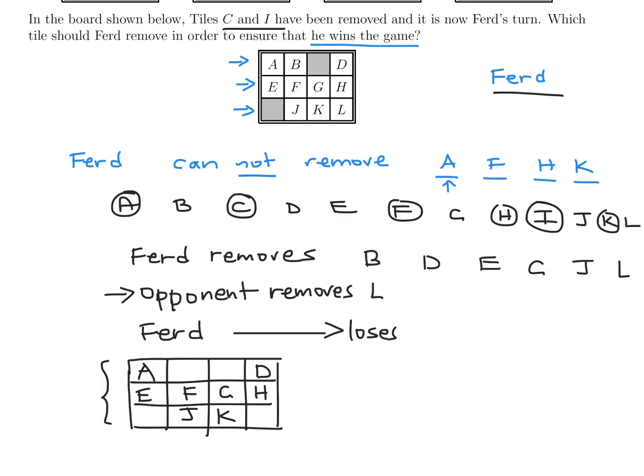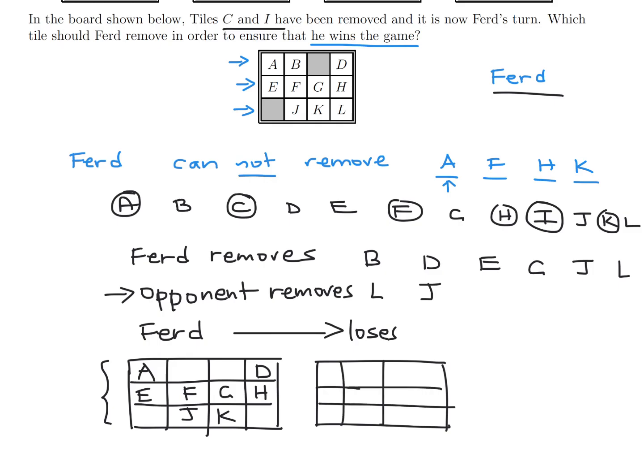So the opponent can use strategy. If Ferd removes D, the opponent can then remove, again, let's say J, and that would create a situation like this here. Let's see here. So D and J are gone, so that's going to be A, B, E, F, G, H, K, and L, correct? So same thing, now it's Ferd's turn, and no matter what he chooses, it's going to create a situation in which he loses.